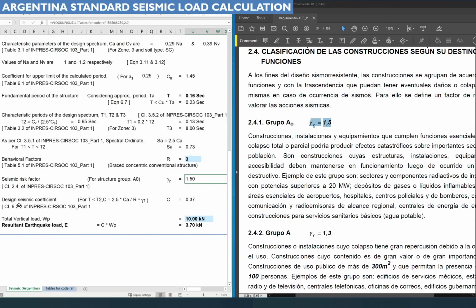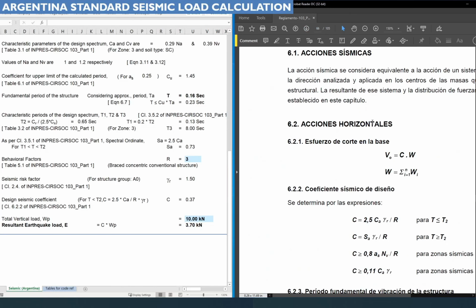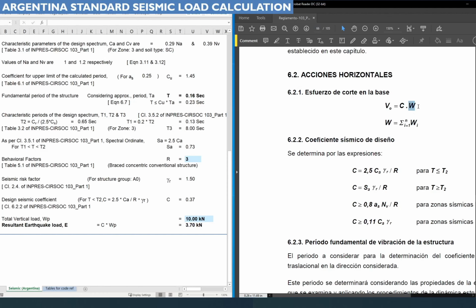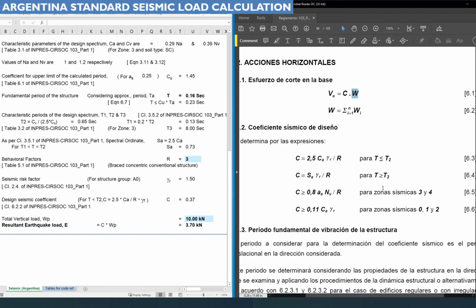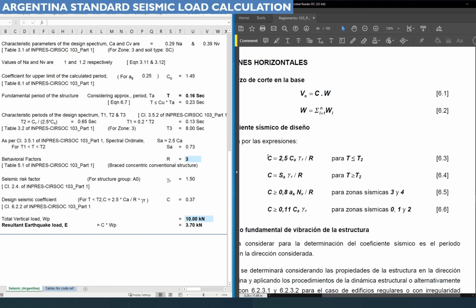So next one is the design seismic coefficient, which we need to calculate based upon clause 6.2.2 of INPRES-CIRSOC 103 Part 1. For that we need to refer to page number 66. So here V0, which is the base shear of seismic, equals C into W. W, we know, is the total weight of the structure, and we need to find out C based upon these formulas or equations.